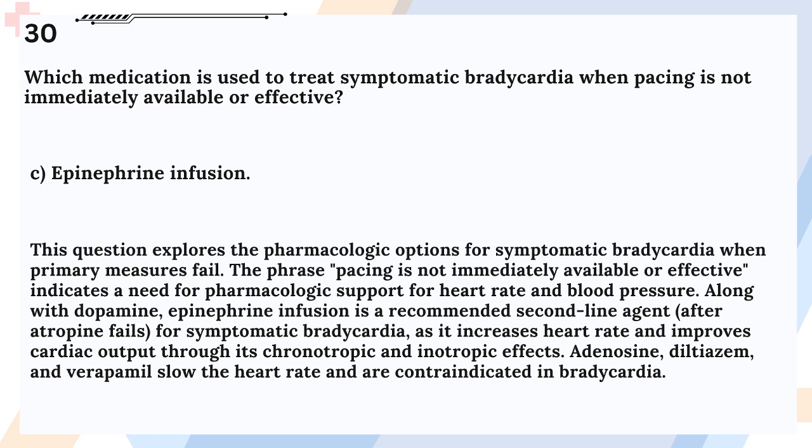Answer: C. Epinephrine infusion. This question explores the pharmacologic options for symptomatic bradycardia when primary measures fail. The phrase "pacing is not immediately available or effective" indicates a need for pharmacologic support for heart rate and blood pressure. Along with dopamine, epinephrine infusion is a recommended second-line agent, after atropine fails, for symptomatic bradycardia, as it increases heart rate and improves cardiac output through its chronotropic and inotropic effects. Adenosine, diltiazem, and verapamil slow the heart rate and are contraindicated in bradycardia.